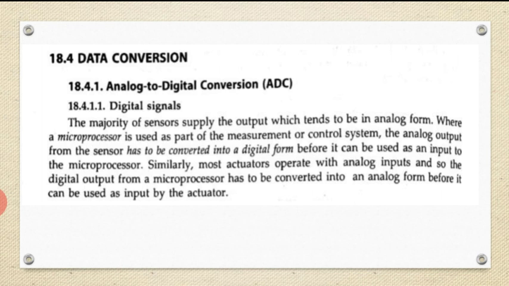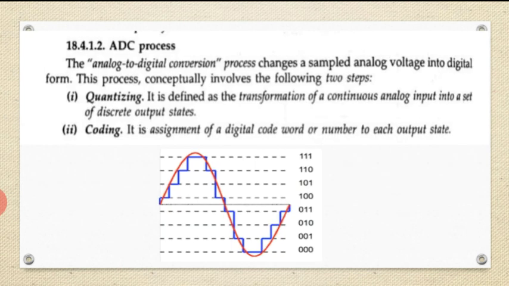So this is the process. First I am going to discuss ADC, and after that I will go to DAC, the digital to analog converter. Let us start with ADC. The analog to digital conversion process changes the sampled analog voltage into digital form. This process follows two steps.